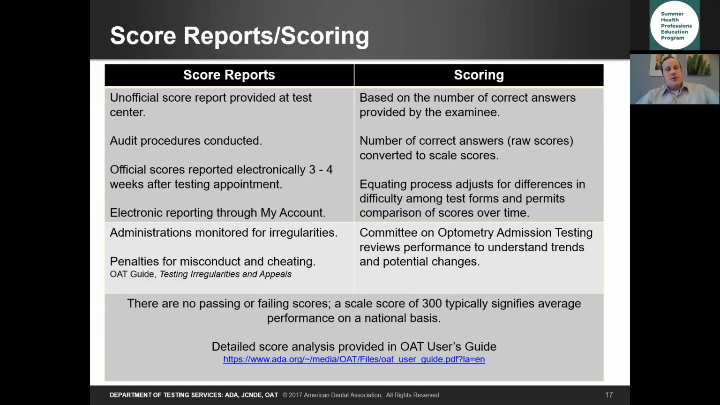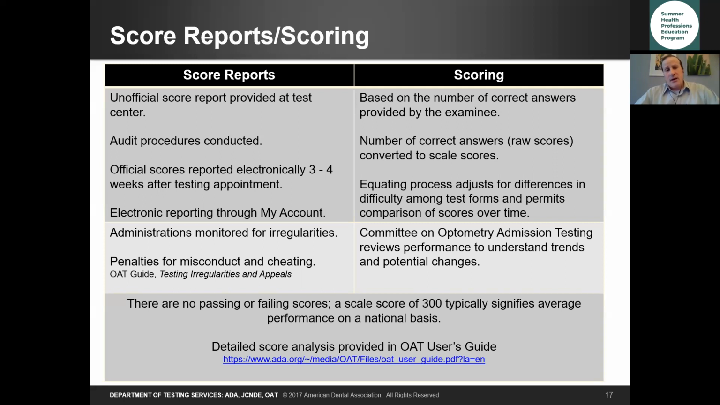The scores are reported to you basically immediately when you finish the test. You get a printout of your unofficial scores at the test center. We audit those unofficial scores to make sure that they were calculated correctly, and then they will be released 3 to 4 weeks after your test date. Usually scores are released within 3 weeks, I would say 2.5, 3 weeks after the test, but it can take up to 4, so be prepared for that.